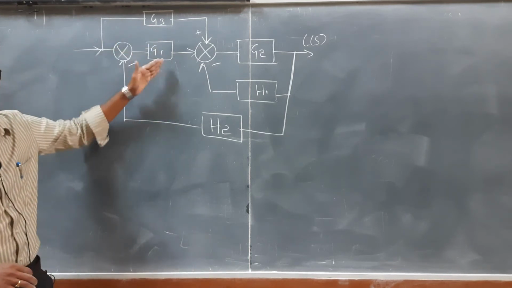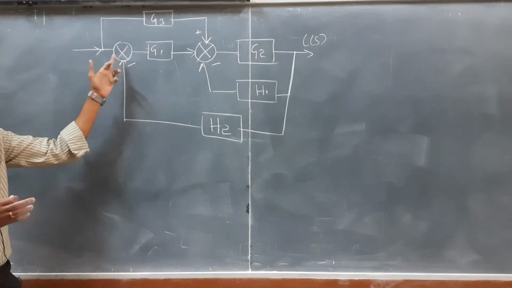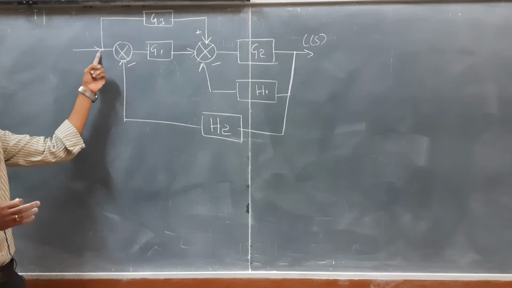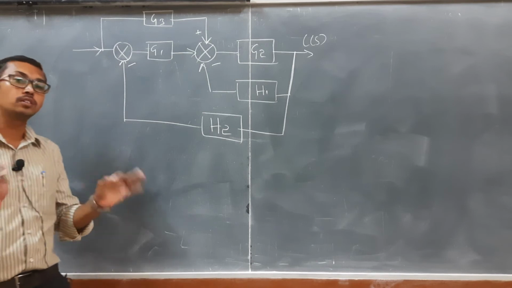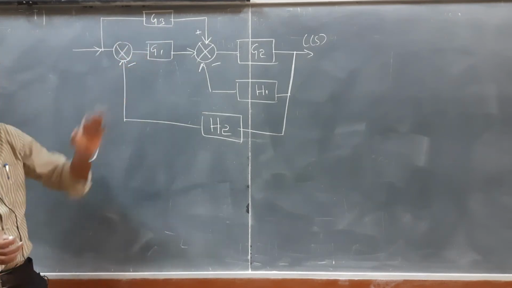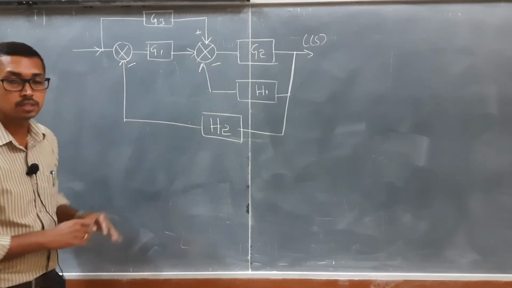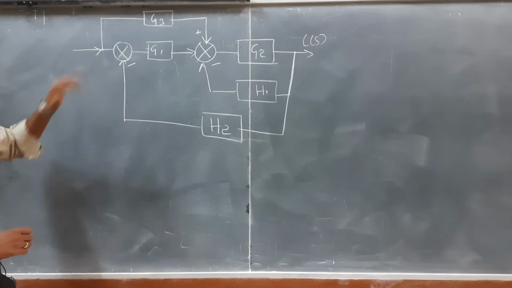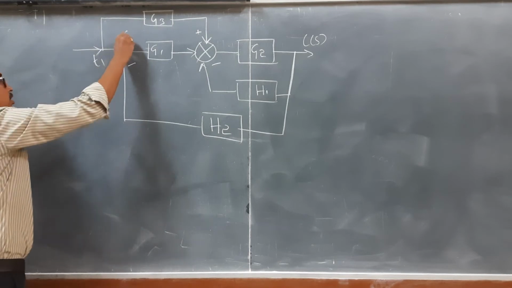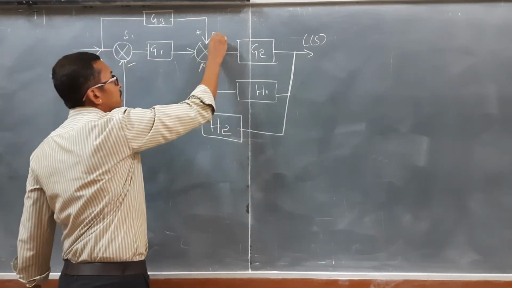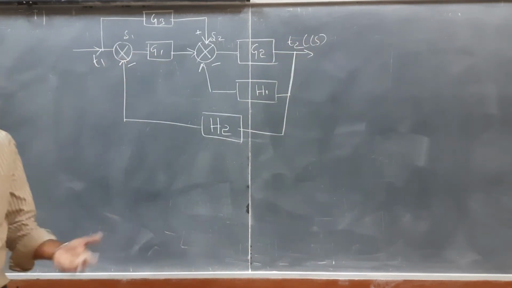Here G3 and G1 are not in parallel, because there is one summing point between takeoff point 1 and the summing point 1. If this summing point were not there, then we could consider these two blocks to be in parallel. But in this case it is not so, my friends, because this summing point is there in between takeoff point 1 and summing point 1. So it will be easy for us to name these takeoff point 1, summing point 1, summing point 2 and the takeoff point, because it will be easy to explain, right?